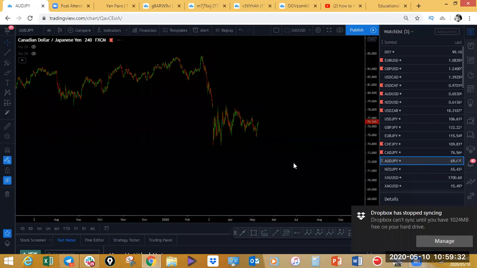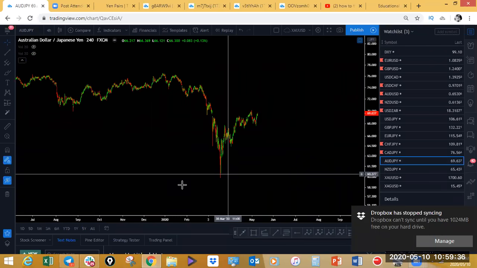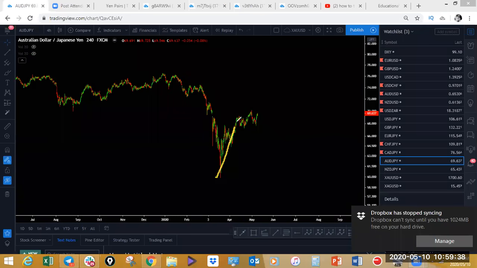Audi Yen will continue higher. Has made 3 waves up, has made an expanding flat. Actually thought this was a pullback here, but it looks like it has made an expanding flat. We should see continuation to the upside.